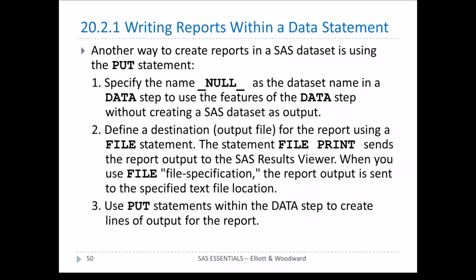And the way we do it is we use the data step and specify the name _null_ as the data step name, because we're not really creating a data set. What we're doing is we're using the data step to create some output, not really to a file, but to a print destination, and we're going to use a file statement to do that. In fact, we're going to use the statement file print that sends the report to the results viewer rather than to a file on disk, although we can do that as well. So when we use the file specification, the report is actually sent to a text file location. So we can send it to the results viewer, or we can save it to a place on disk. And we use the put statements within the data step to create the lines of the output for the report. We'll see how that works.